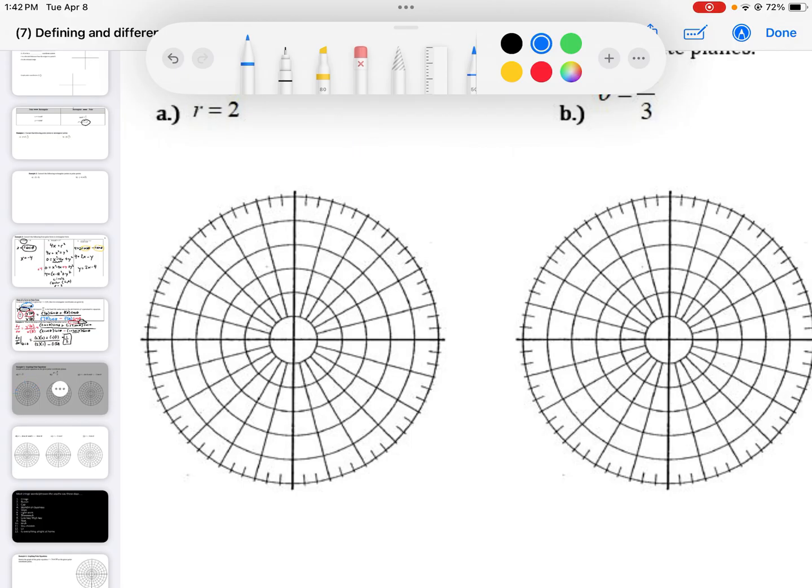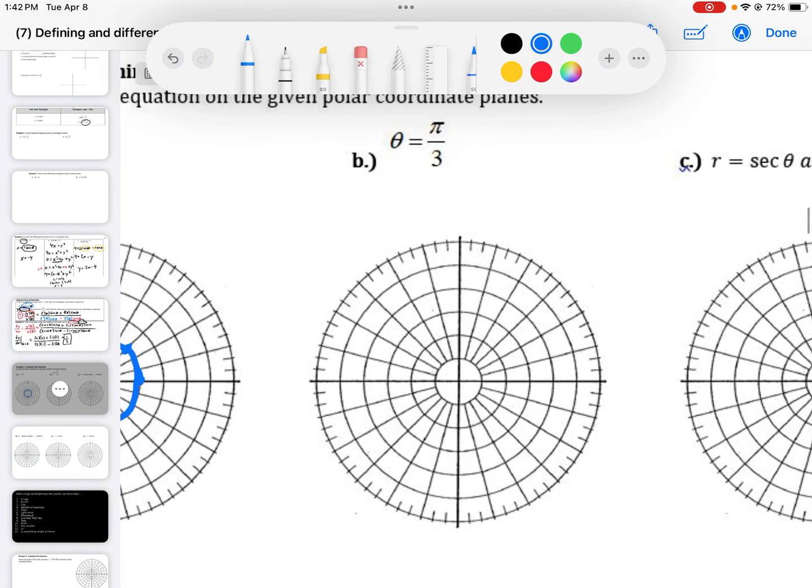All right, so if I want to graph the polar curve where the radius is always 2, that's just a circle around 2. It doesn't matter what theta is. If theta was 0, the radius is 2. If theta is pi over 4, the radius is 2. If theta is pi over 2, the radius is 2. So this is simply a circle that has radius 2.